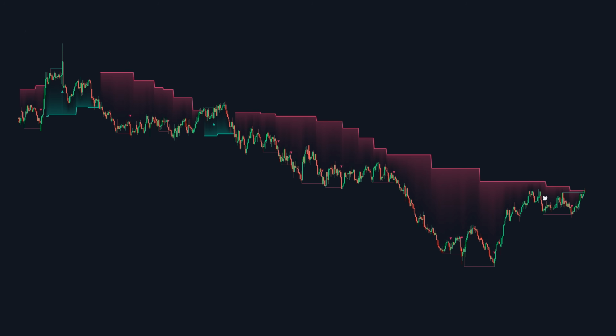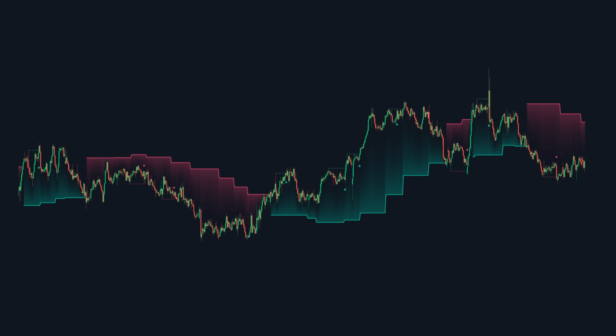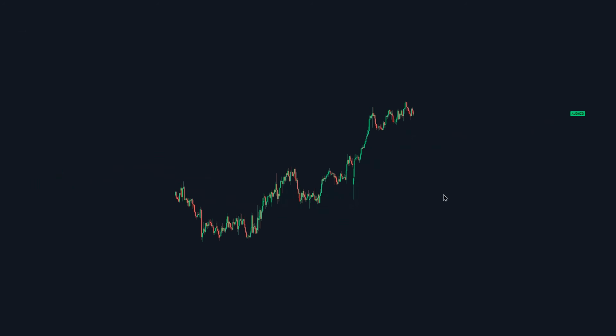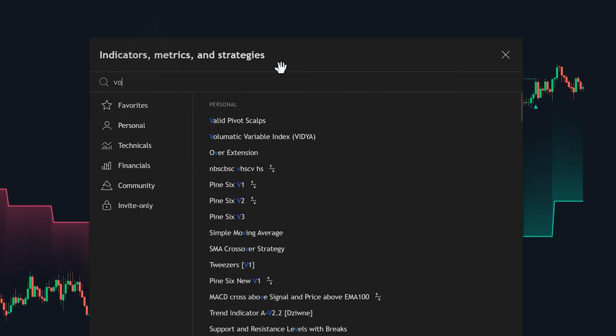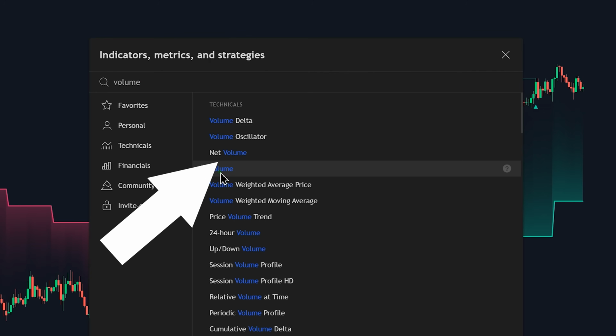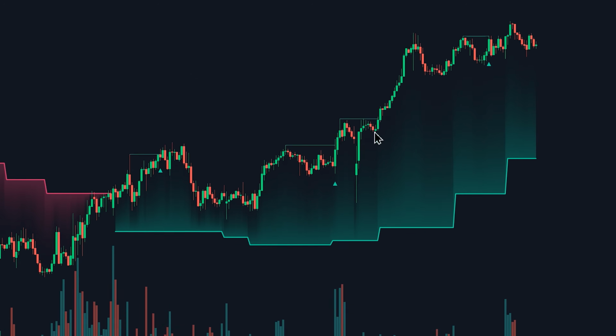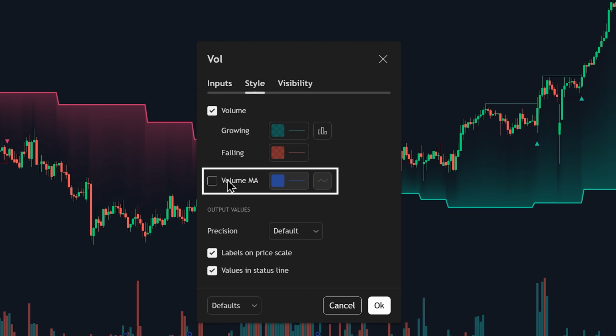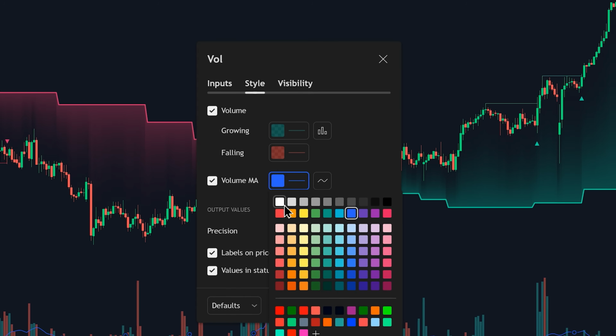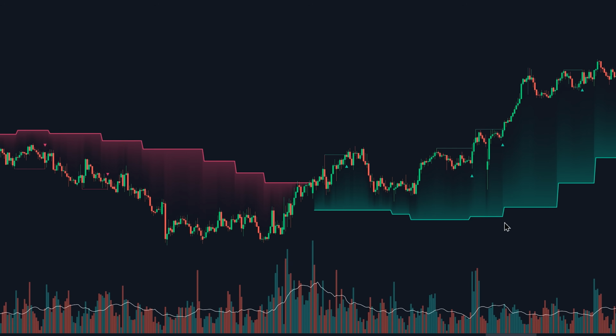Perfect. Before we trade with this, we're going to add a simple volume confirmation so we're not taking breakouts on weak participation. Open the indicator search, type volume, and choose the inbuilt volume under technicals. Once it's on the chart, double-click it to open settings, jump into the Style tab, toggle on the volume MA, and change its color to white so it stands out. Hit OK, and you're set.